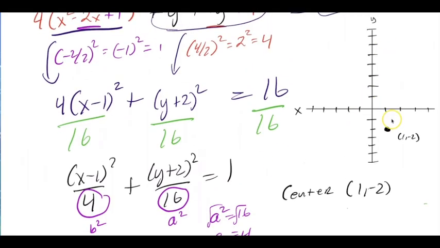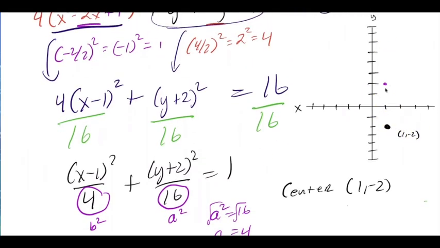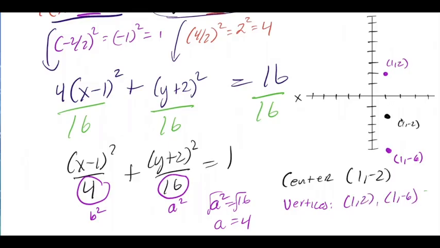I'm going to go up 4 and down 4, starting at our center, 1, -2. We're going to go up 4 to here, 1, 2. And we're going to go down 4: 1, 2, 3, 4, to right here, which is 1, -6. Those are the vertices.